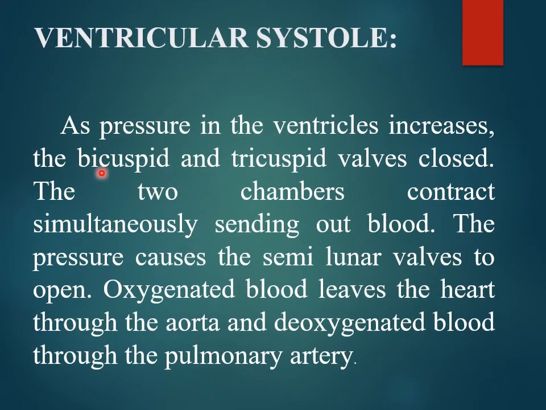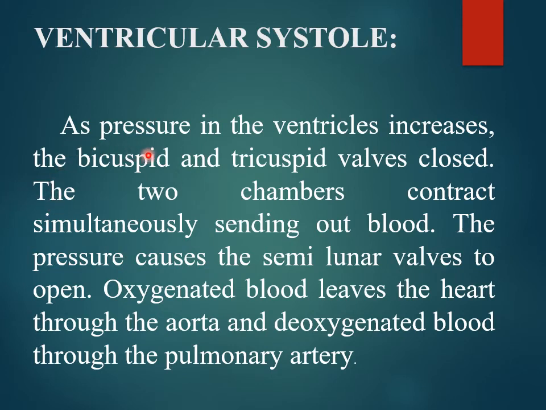Then we'll get ventricular systole. Say as pressure in the ventricles increases, the bicuspid and tricuspid valves close. The two chambers contract simultaneously, sending out blood. The pressure causes the semilunar valves to open. Oxygenated blood leaves the heart through the aorta, and deoxygenated blood through the pulmonary artery.